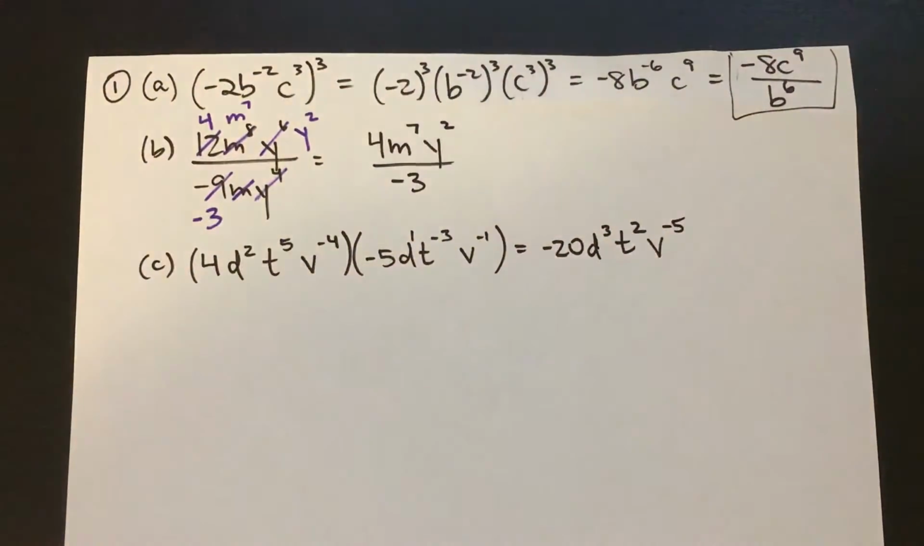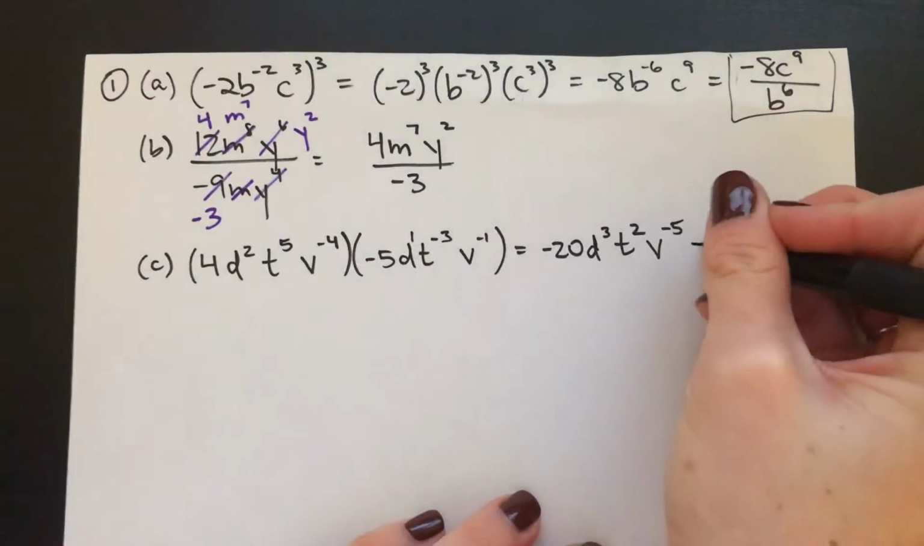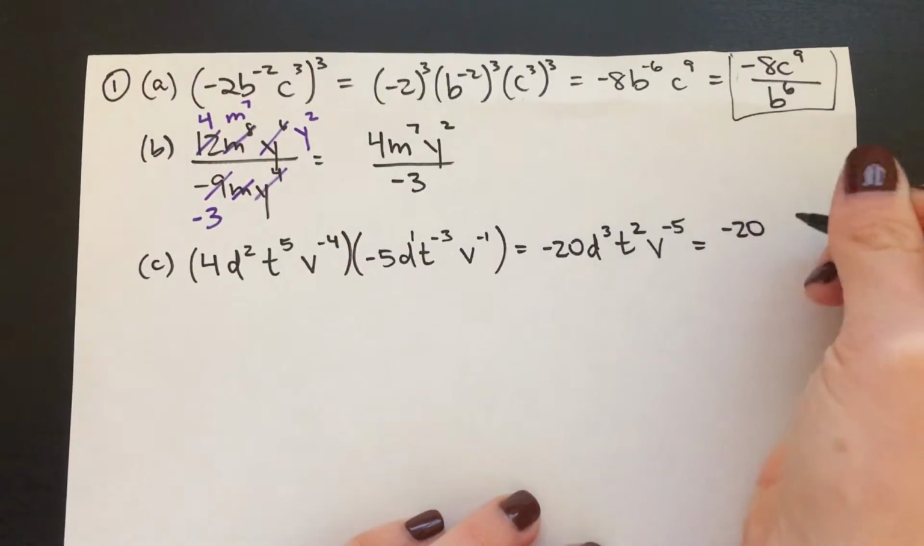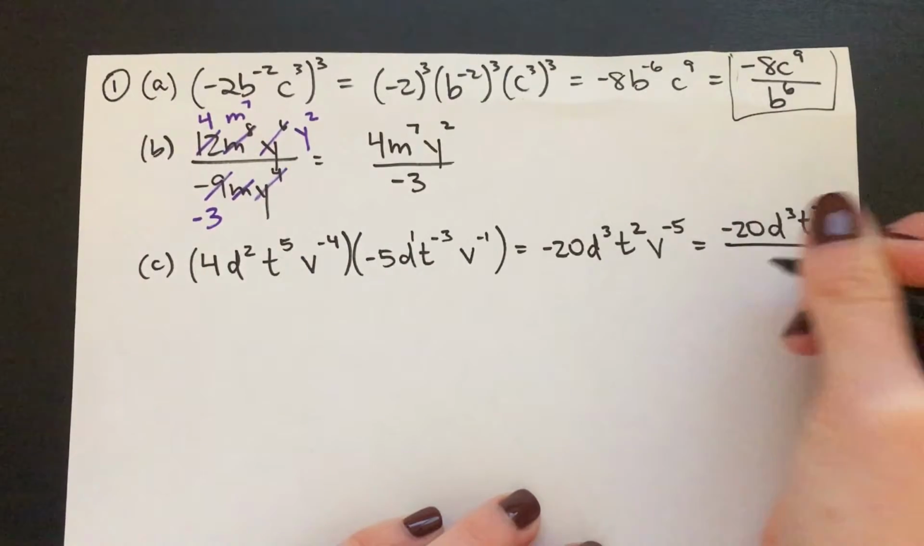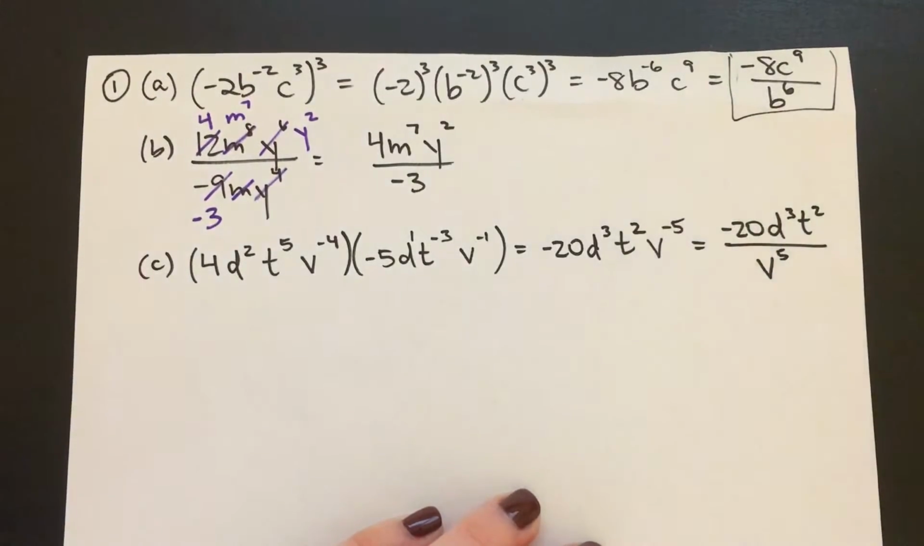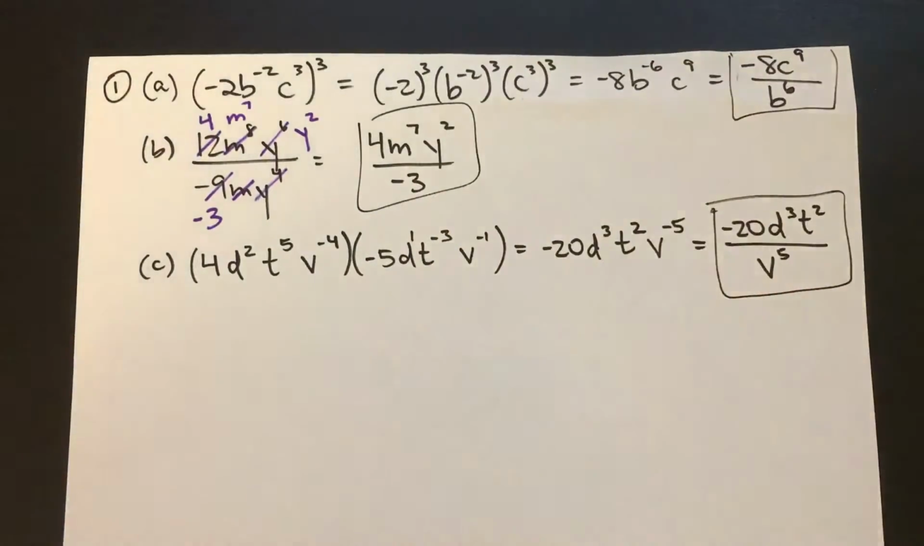Just like I did with part A, any negative exponents need to flip, not negative numbers though, just negative exponents. So the negative 20 stays, but the v to the 5th would now be in the denominator. So that would be your final answer. Forgot to box that one too.